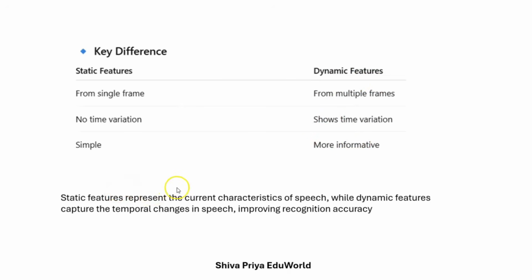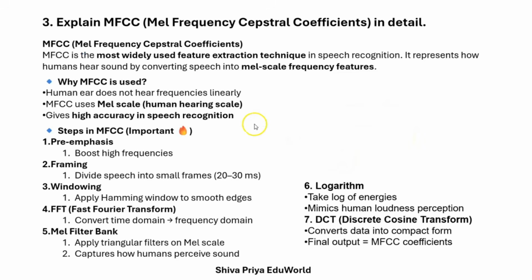Here static features represent the current characteristics of speech, while dynamic features capture the temporal changes in speech, improving the recognition accuracy. Clear? Static focuses on the characteristics of the speech, whereas dynamic focuses on the changes in speech and improves the recognition accuracy. Clear? Let us move to the third question.